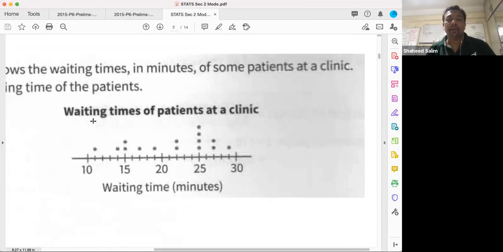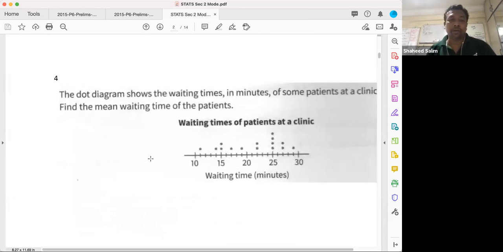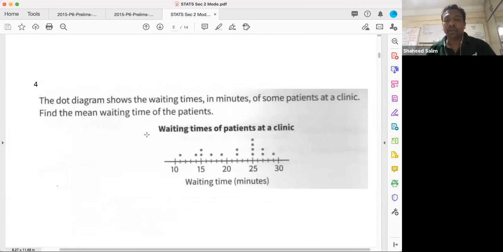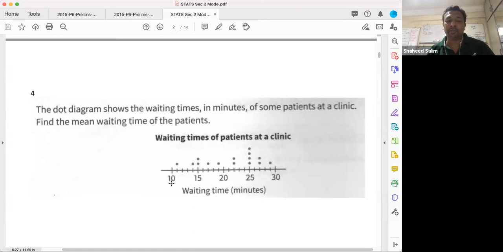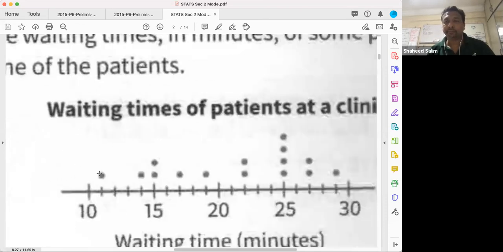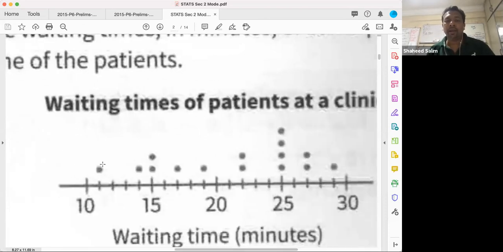Okay, so you know how to read this thing here. Down here, what does it mean? Okay, we look at what the question is saying. The dot diagram shows the waiting times in minutes of some patients at the clinic. Find the mean waiting time. So what does this mean here? 11 minutes.